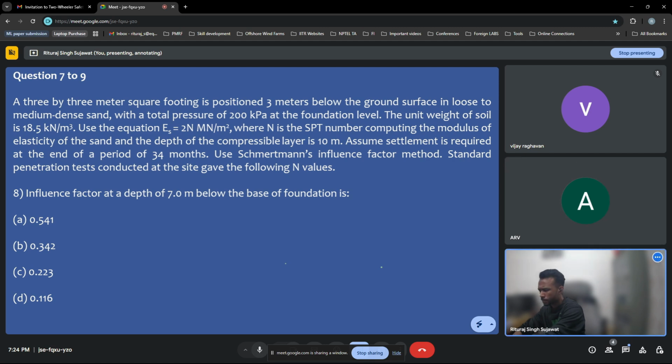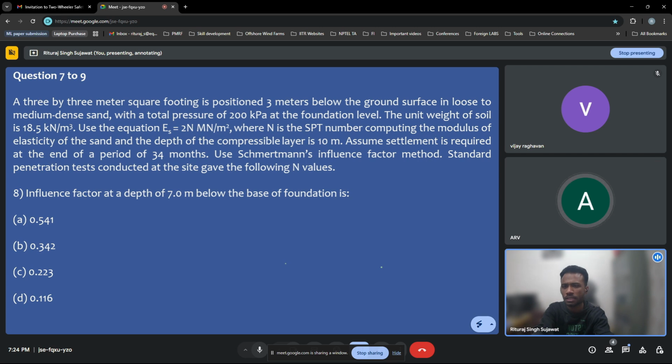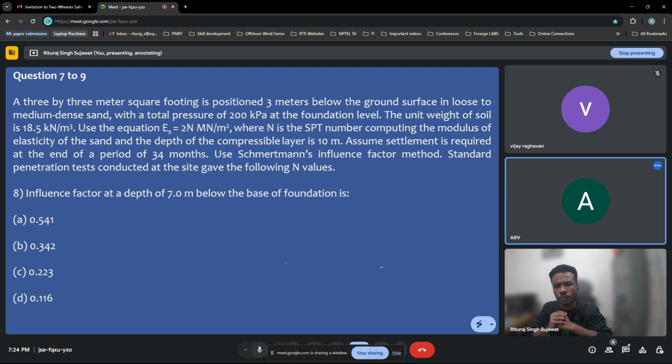Then you have given 2B means 2 into 3, 6 meters. At 6 meters if it is 0, then at 7 meters you don't have influence value, that also has to be 0. But B is given as 3 meter by 3 meter, no sir? B value, let me check. Yeah, it's given as 3 meter. Therefore, the influence diagram maximum limit in the z-axis is 2B.